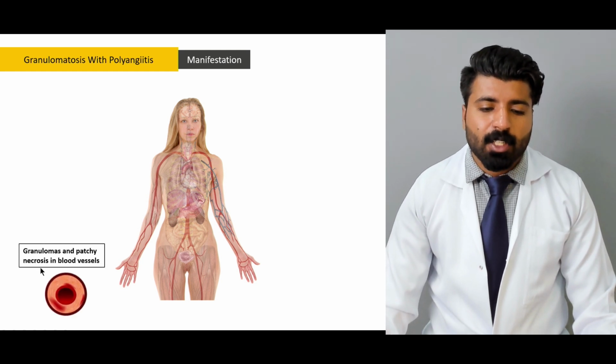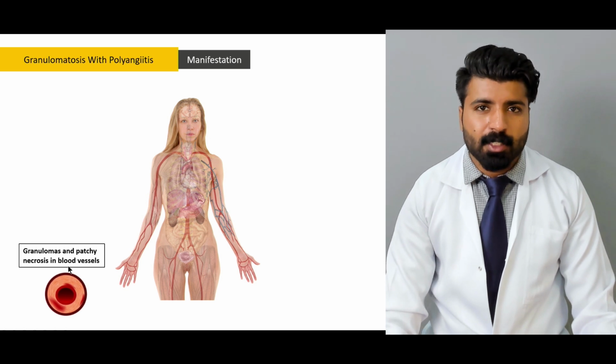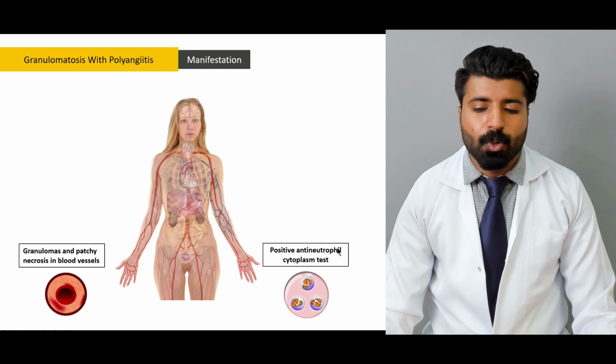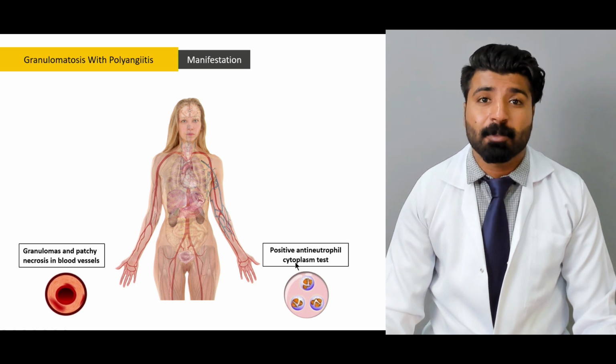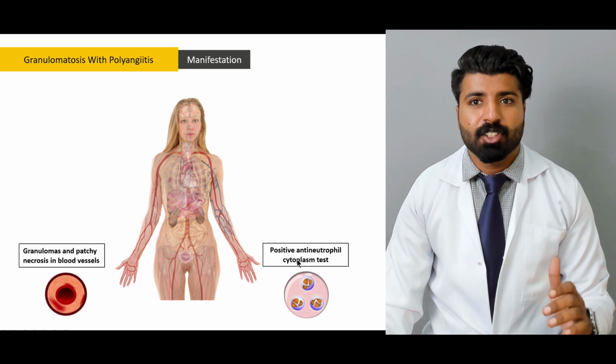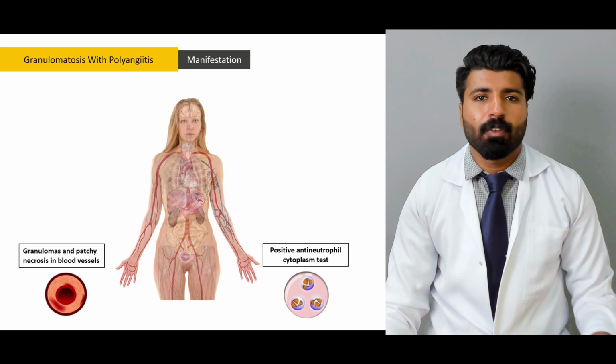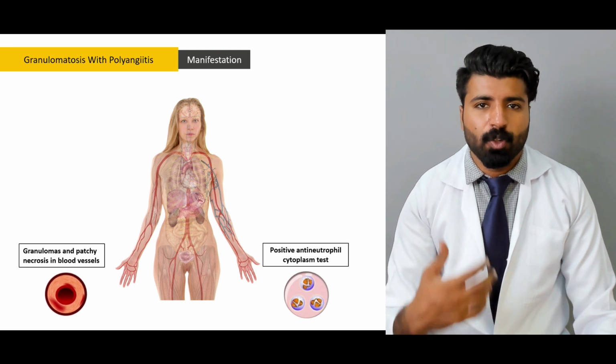Granulomas and patchy necrosis in blood vessels will be happening in this case. Next, a positive anti-neutrophil cytoplasmic antibody test is performed in this case. Anti-neutrophil means antibodies are present which are going to kill the cells that are going to protect us, and we won't even know the difference. We won't even know the reason behind it.